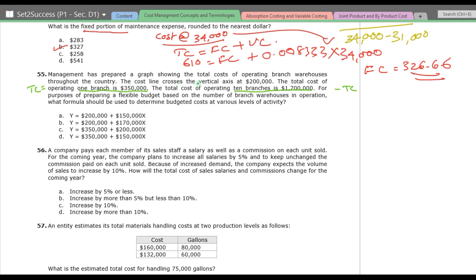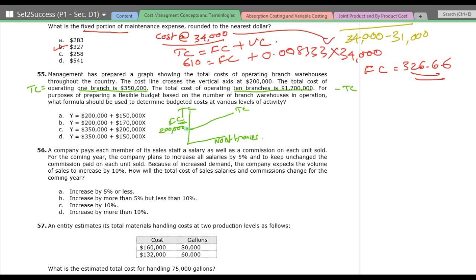So the important information is that the cost line crosses the vertical axis at 200,000. If it crosses the vertical line at 200,000, this is the total cost, and 200,000 represents fixed cost. So 200,000 is the fixed cost, this is the total cost, and this is the number of branches.